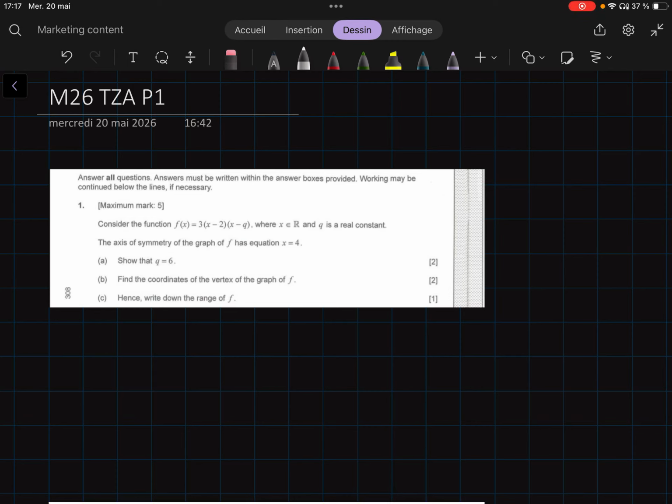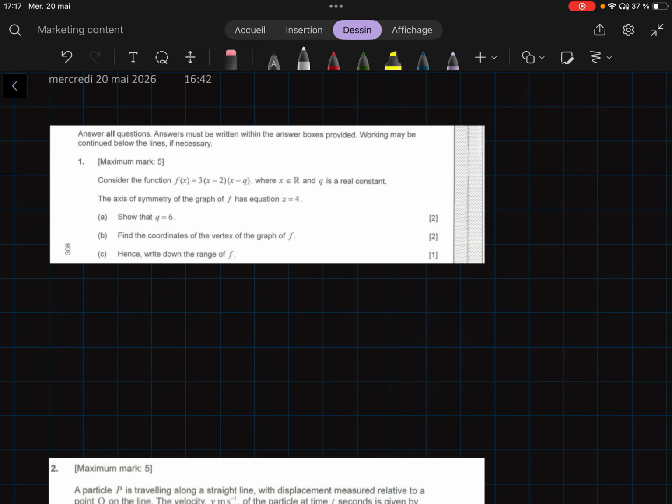Hey yo, this is the M26 Time Zone A Paper 1. I don't know how I feel about the paper. It feels very weird. The questions are not too hard, except question 9 that has been giving me a headache. But the rest is actually quite straightforward. Maybe a bit too straightforward, I would say. But anyway, let's get started with question 1.